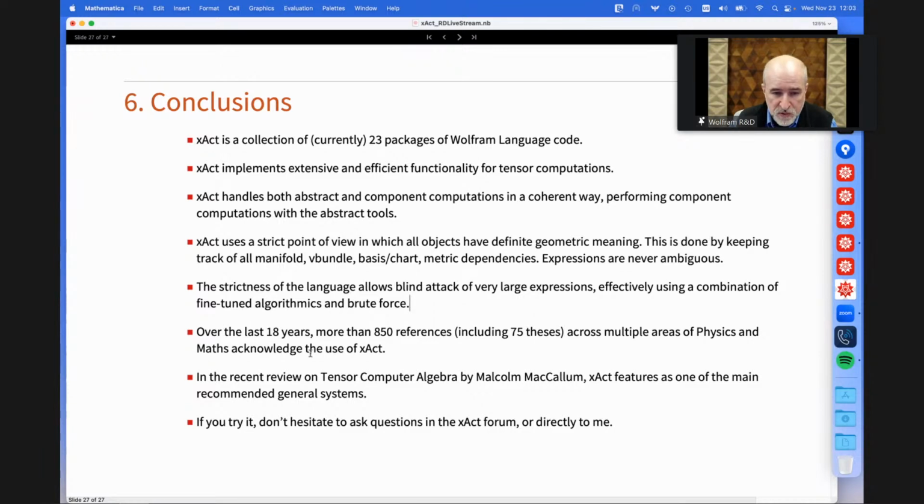xAct is very stable. It has been used for more than 18 years now. As I said, more than 850 references, including many PhD theses, sometimes with full appendixes of xAct code across multiple areas of physics and maths. They all were successful in the use of xAct. A very recent review by Michael McCallum on Tensor Computer Algebra features xAct as one of the highly recommended general systems. And well, if you try it, don't hesitate to ask directly to me or in the forum, and we will try to help.